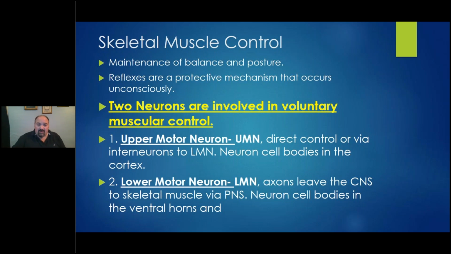An upper motor neuron has direct control over interneurons to the lower motor neuron. This is present within the central nervous system, with neuron cell bodies in the cortex. For lower motor neurons, axons leave the central nervous system to the skeletal muscle via the peripheral nervous system, with neuron cell bodies in the ventral horns of the spinal cord. So, upper and lower motor neurons.